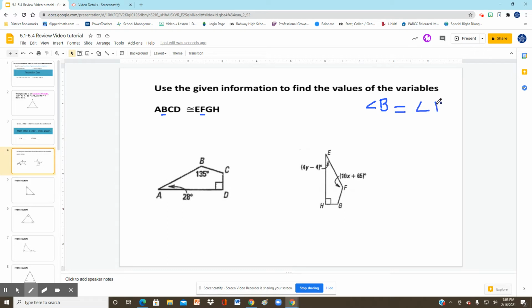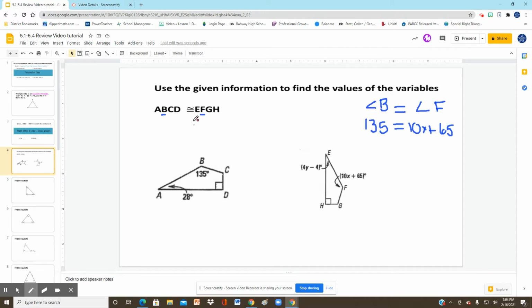I'm going to use a diagram to substitute that information in. So B is 135, and F is 10x plus 65. And then from that equation, I would solve and get x by itself. I'm going to repeat this process to solve for y.